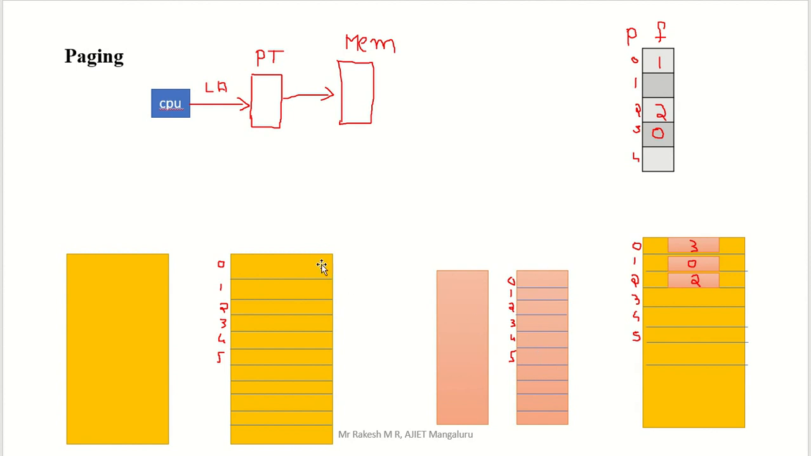One condition is that the frame size and the page size should be the same. If the frame size is 2 KB, the page size, meaning this one small block, should also be 2 KB. If this block is 5 KB, that means all blocks are 5 KB, and here also all blocks are 5 KB. That is one of the conditions: frame size and page size should be the same.